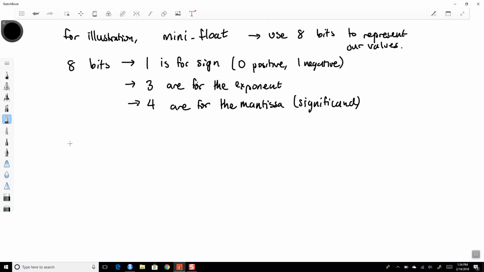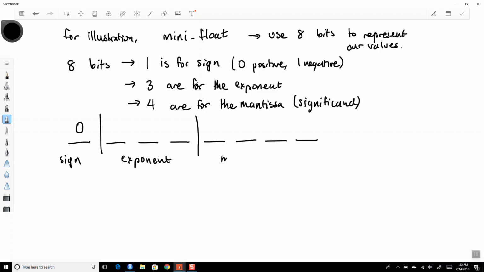Okay, and all right, so I'm going to just write our 8 bits here. Okay, and we might put something like 0, and then we'll have this is our exponent. So this is our sign, our exponent, and our mantissa. Okay, and basically we will use our 8 bits to represent numbers in scientific notation.